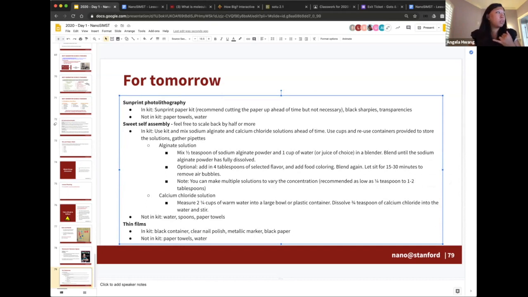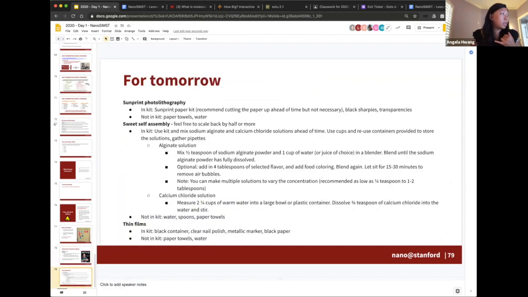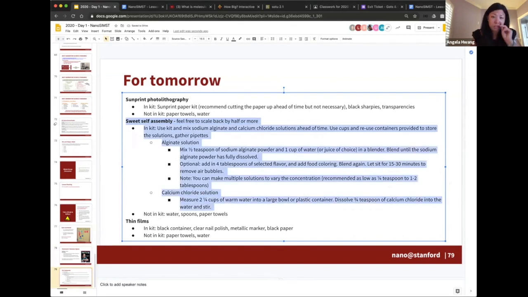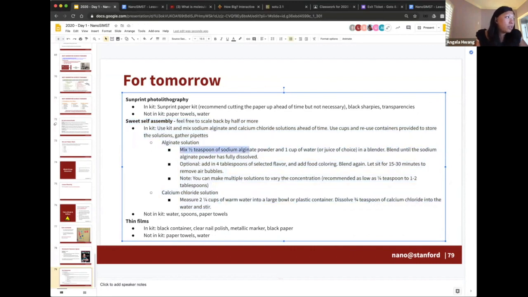The sweet self-assembly is the biggest ask, I would say, where you are actually prepping certain materials. There's the alginate solution and the calcium chloride solution. You can decrease the amount. It says half a teaspoon with 1 cup of water. You can decrease that to a 1/4 teaspoon and half a cup of water, or even less. But I recommend you make it in advance because it becomes a kind of gel, and if you don't give it enough time, it won't dissolve properly.